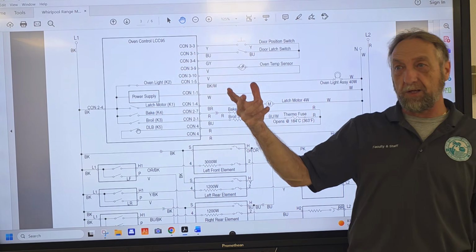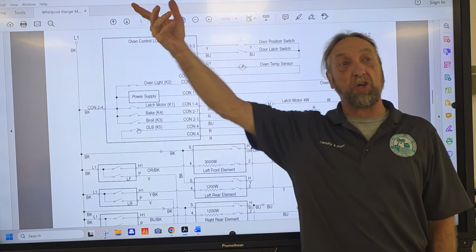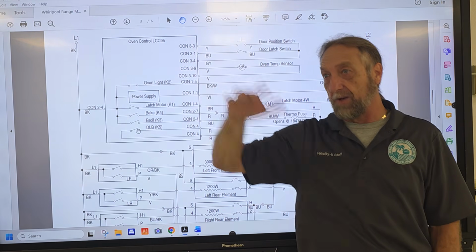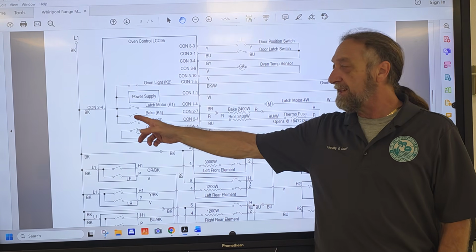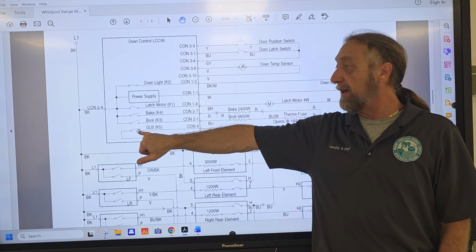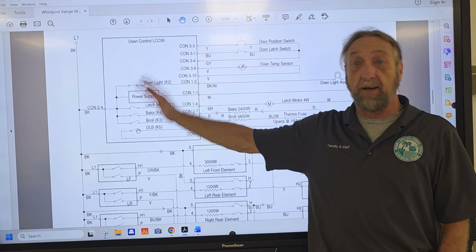Remember I said when we want to calibrate the oven, we wanted to see it shut off and then come back on and shut off and come back on. Well, that's the relay that's turning on and off. This relay stays closed. This relay doesn't cycle.